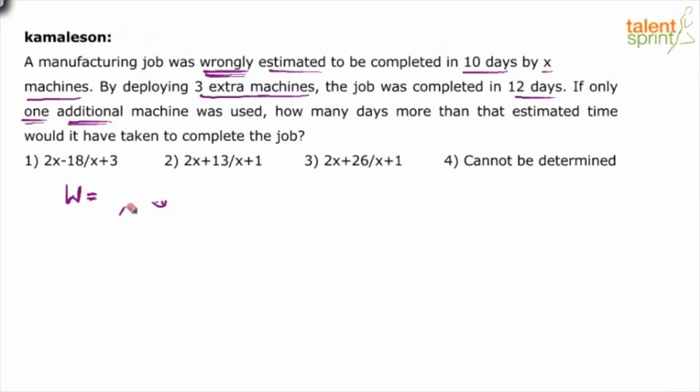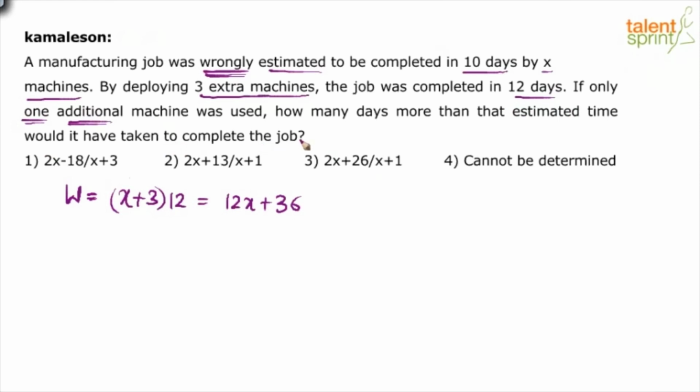Don't do that. The actual work is how much? X plus 3 into 12. Because by taking 3 extra machines, so X plus 3 machines, they could finish it in 12 days. So we can say the total work is 12x plus 36. This is the total work, 12x plus 36. Now, if only one additional machine was used, how many days more than the estimated time would it have taken to complete the job?